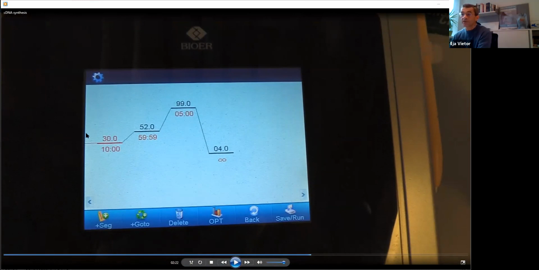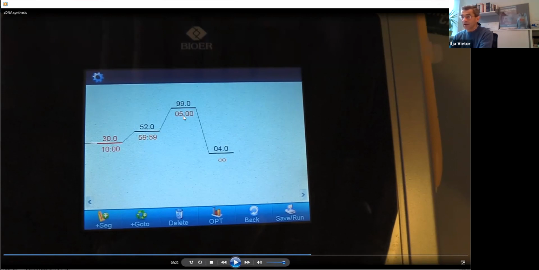So the first step is to activate the enzyme at 30 degrees, 10 minutes. And then we go to next step, which is 52 degrees for 60 minutes. So 1 hour. And depending on the type of reverse transcriptase, there are different temperatures. So for this particular one, it's 52 degrees.